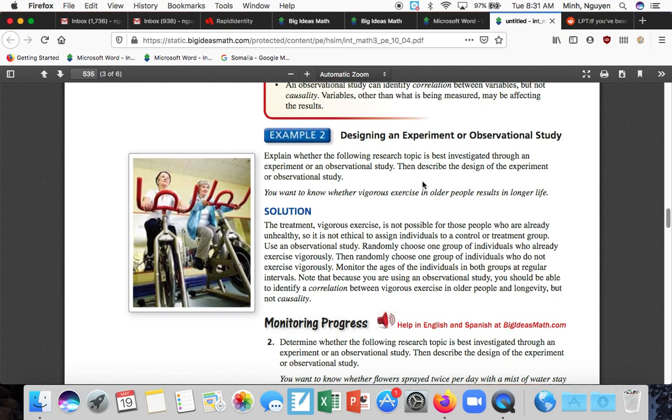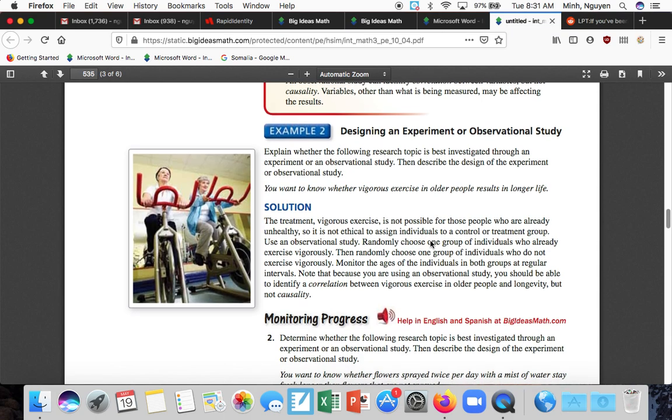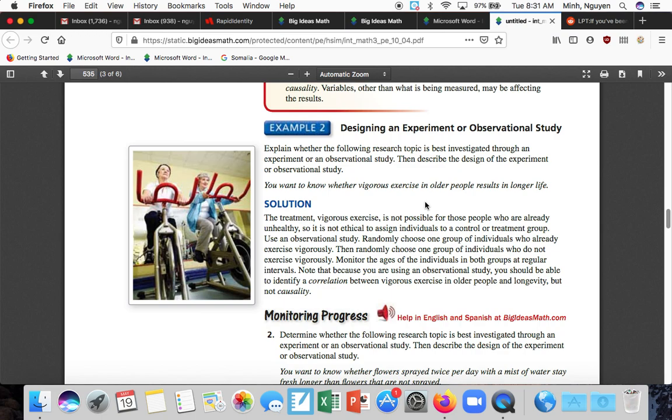Explain whether the following research topic is best investigated through an experiment or an observational study. Then describe the design of the experiment or observational study. You want to know whether vigorous exercise in older people results in longer life. The treatment, vigorous exercise, is not possible for those people who are already unhealthy, so it is not ethical to assign individuals to a control or treatment group. So when it's not ethical, you can't do it just because you came up with it, right?